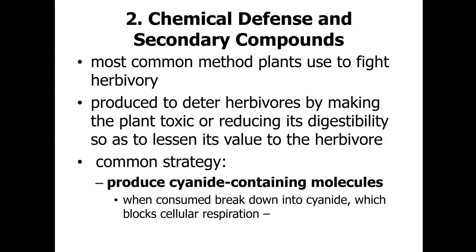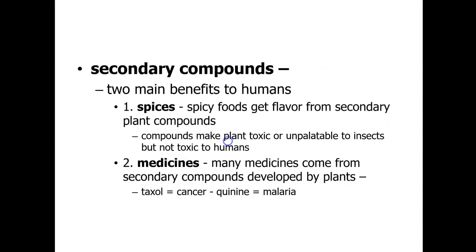They are produced to deter the herbivores by making the plant toxic, like we said, or making it indigestible. Lots of them are going to use a common strategy and produce a cyanide-containing molecule. So when consuming this, it's going to break down into cyanide, which is then going to block cellular respiration. If an animal or insect cannot breathe properly, then it will die.